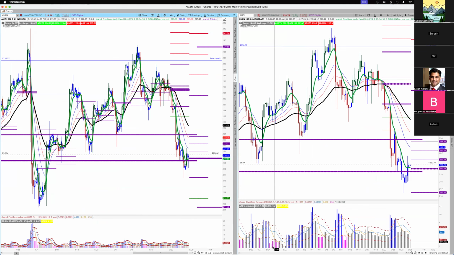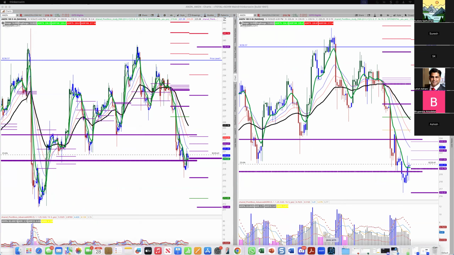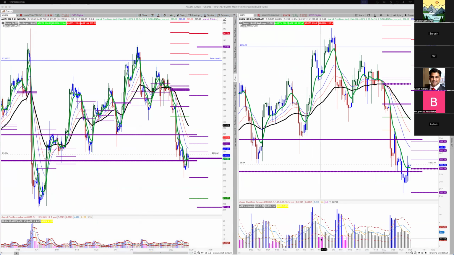So if you see these pink color lines, can you guys go on mute? Okay, once you see these pink color lines, that means there is a kind of accumulation or distribution.